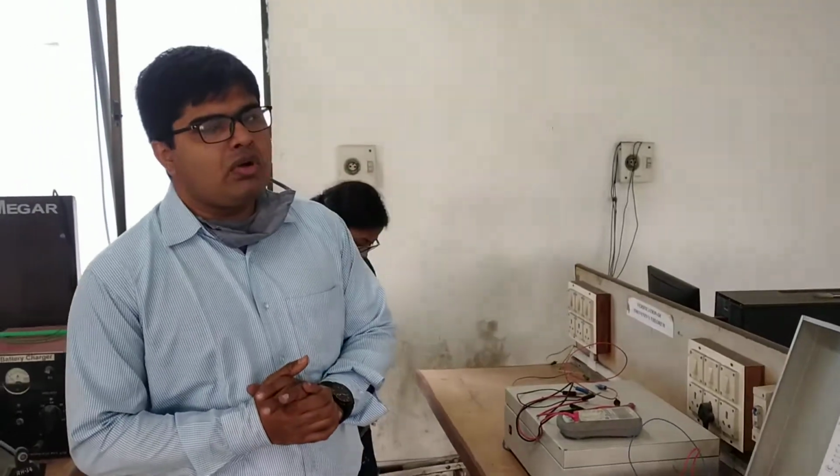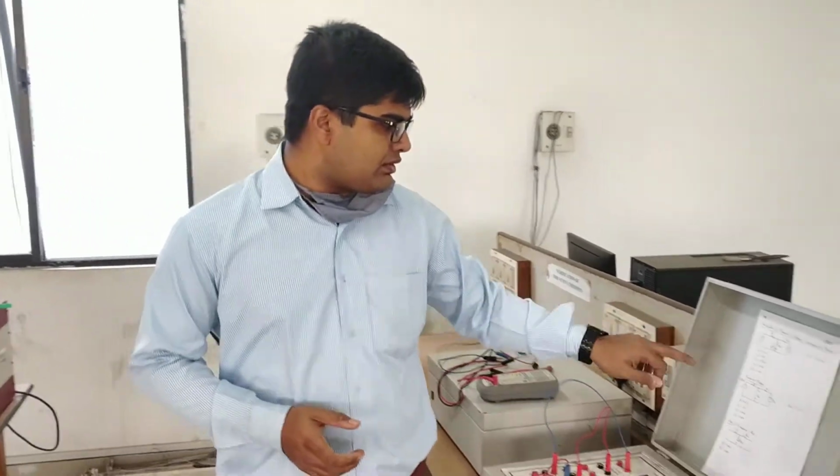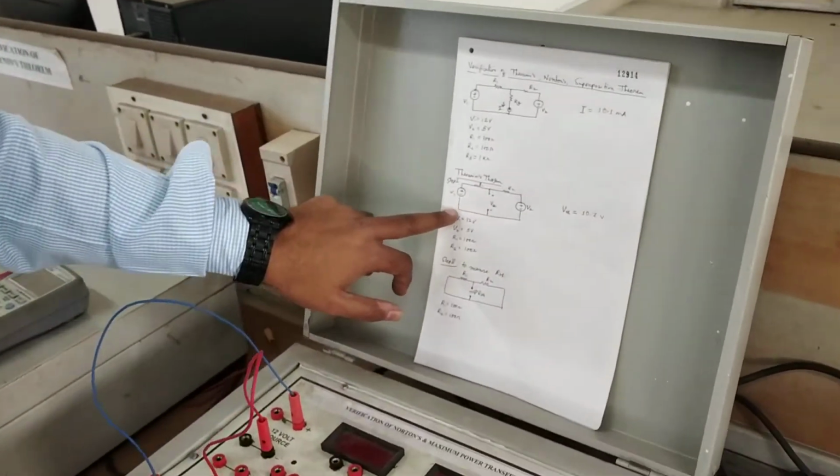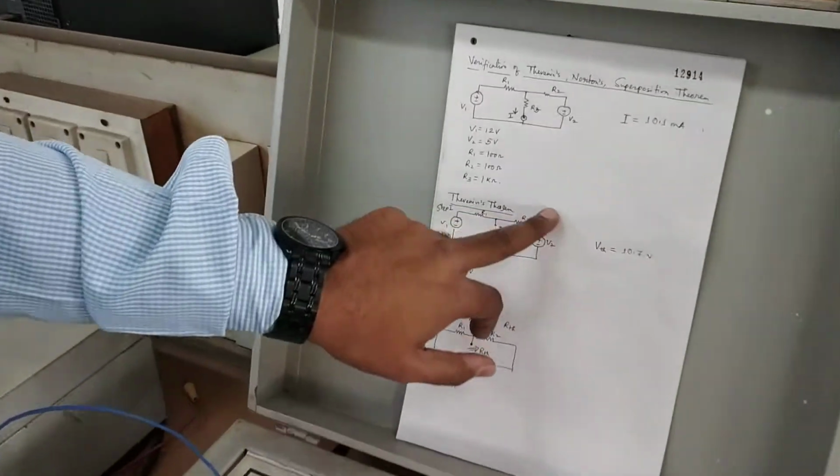Now once you have measured VThevenin, the next step is to measure RThevenin, that is Thevenin resistance. While measuring Thevenin resistance, all sources need to be removed. If it is a voltage source, it has to be short circuited. If it is a current source, then it has to be open circuited. Now in our case, since we have got two voltage sources here, we must short V1 and V2.